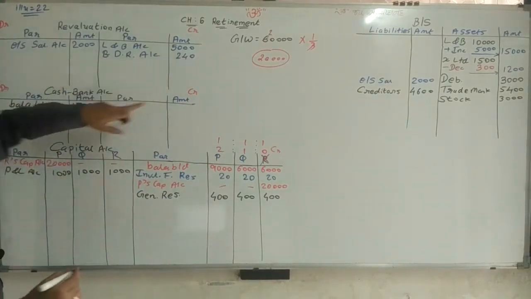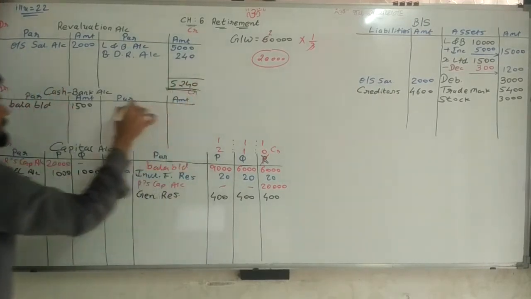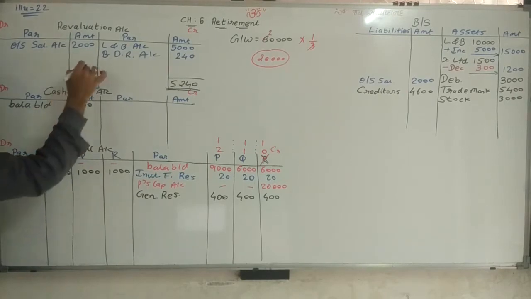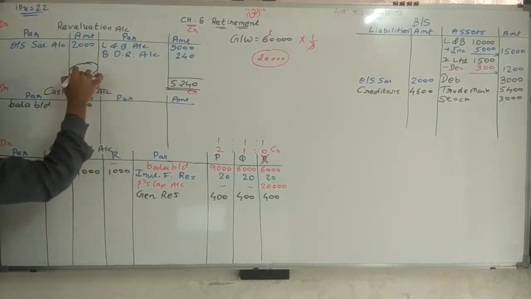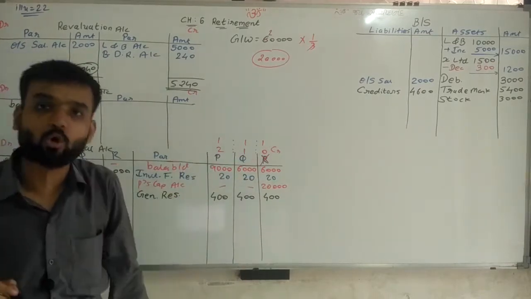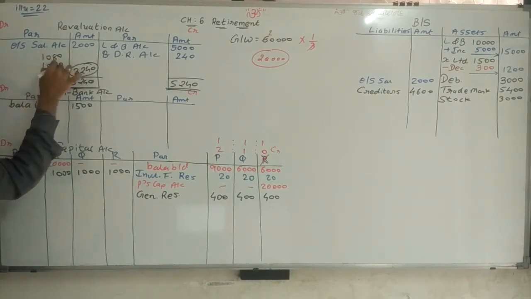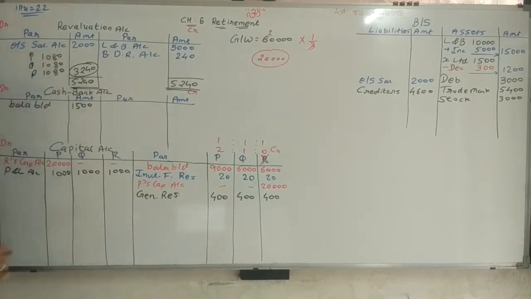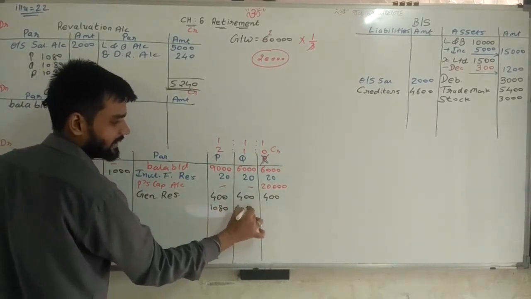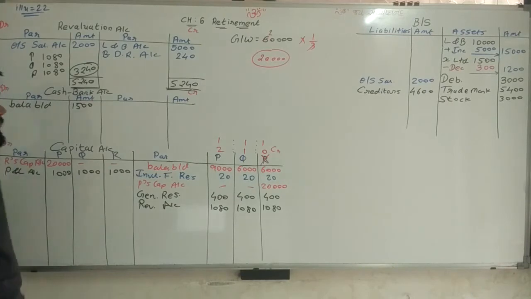Now in the revaluation account, 240 and 5,000, and here 2,000 is given. So 5,240 minus 2,000, we are getting 3,240 rupees only. Now this 3,240 is distributed among the partners in the old ratio: 1,080, 1,080, 1,080. In PQR's capital accounts you have to write the cross entry here, 1,080, 1,080, 1,080. Revaluation account, simple. Revaluation cleared.